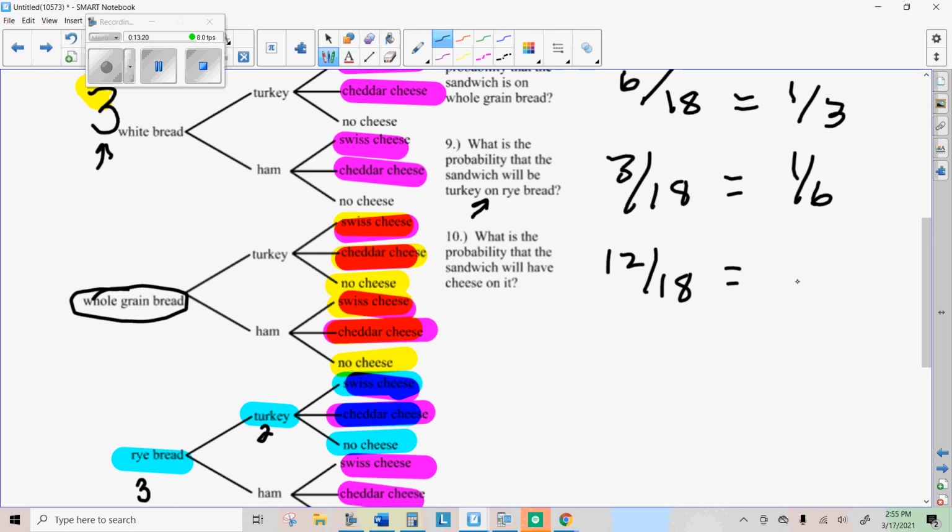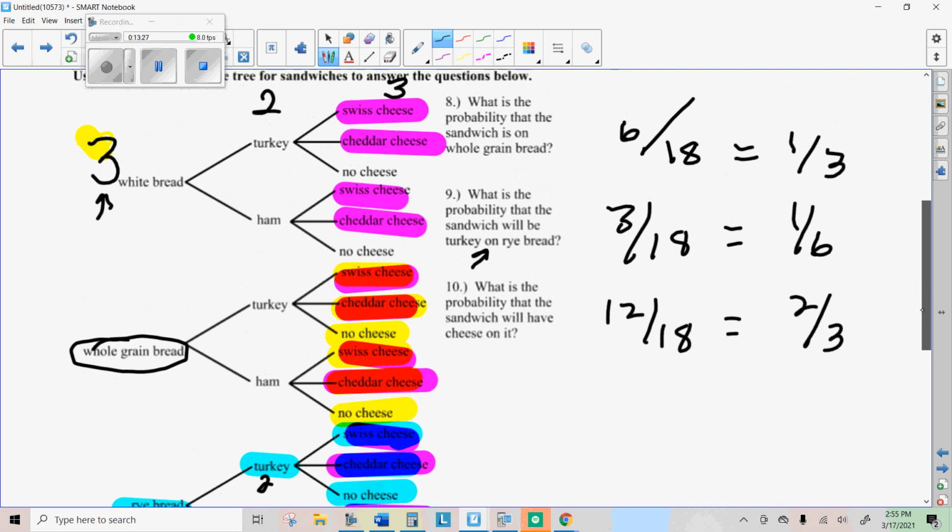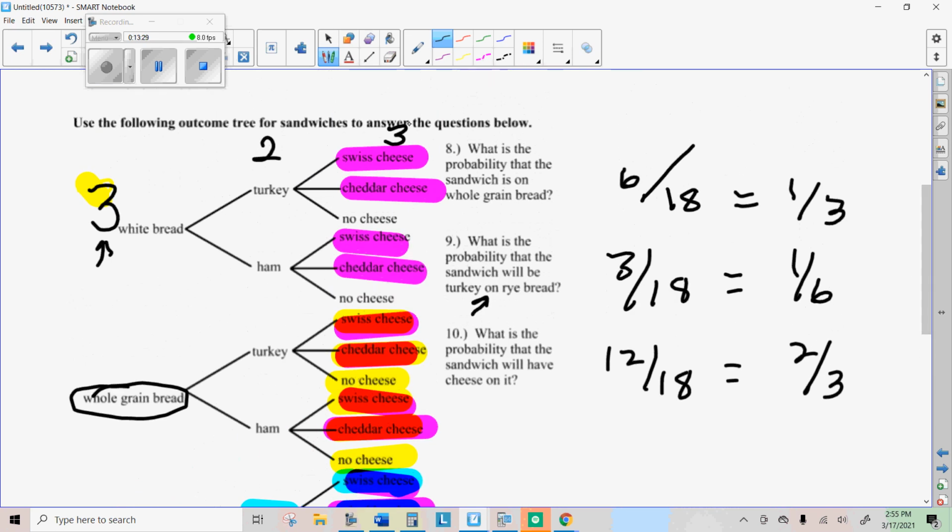We're going to divide both of those by 6, and that gives us 2/3. Okay, 2 out of 3. And that kind of makes sense because cheese is 2 out of these 3 options for cheeses, right? So that's another way to look at that.